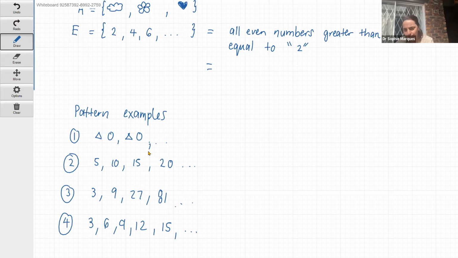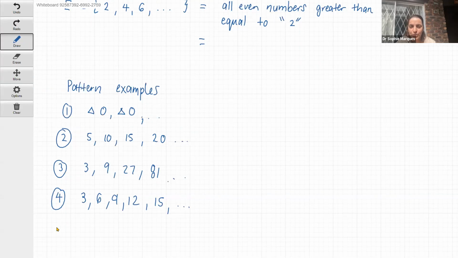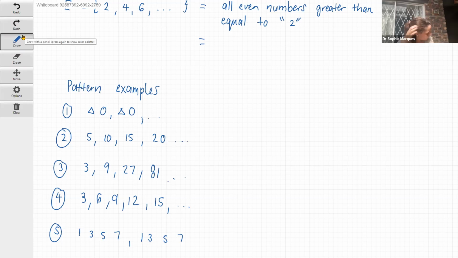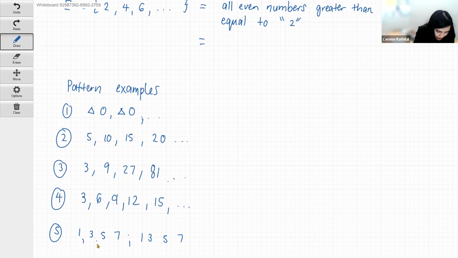And Ursula gave another pattern where she says 1, 3, 5, 7, 1, 3, 5, 7. So it would be of the same type as the first one. And Tinon, maybe I should have these commas here. Yes, she put commas everywhere, and then she put a semicolon in between.